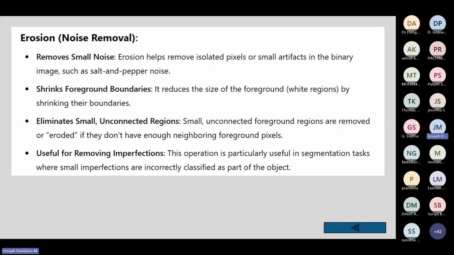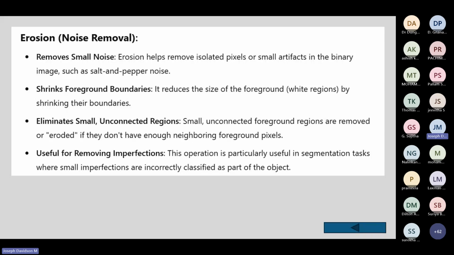After identifying them, it reduces the size of the foreground, the white region, by shrinking its boundaries. So we have a lot of small dot spots inside. This algorithm shrinks the white space, and while shrinking, the small dot spots will be under pressure, correct? So they will be eliminated. Small unconnected foreground regions are removed or eroded.